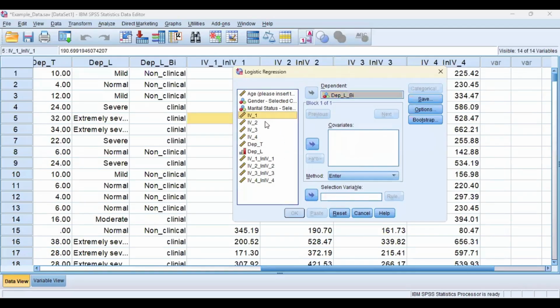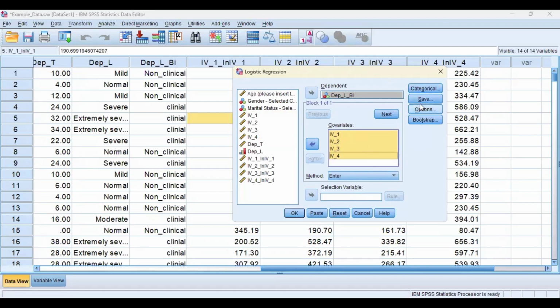And I set all my independent variables to the Covariate section. Covariate, as I said, in this context means predictors. And I don't have any categorical predictors, so I leave this box.